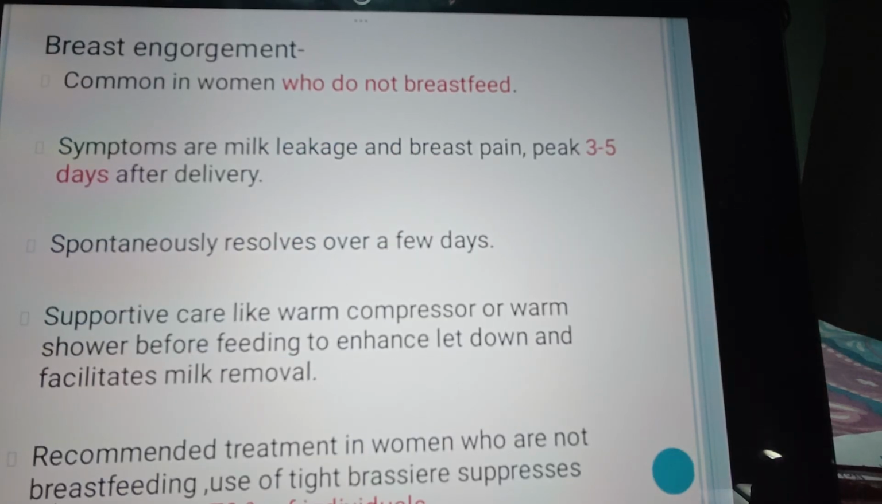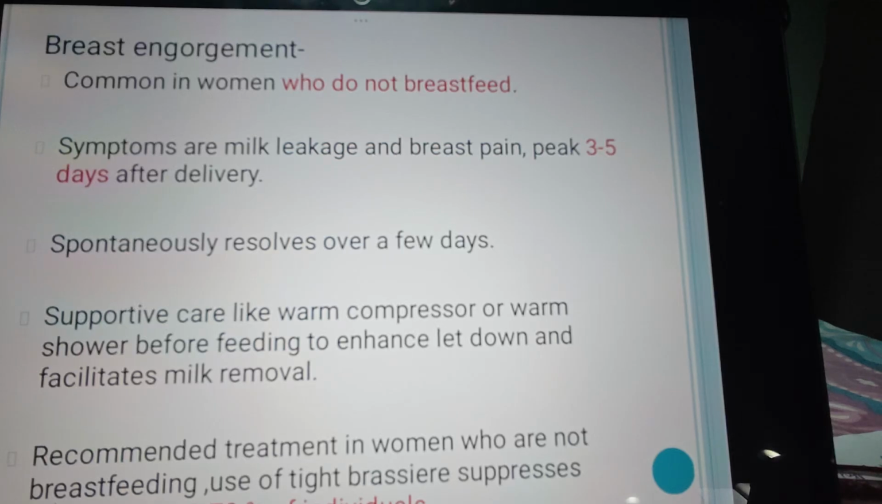Now, breast engorgement is common in women who do not breastfeed. Symptoms are mild milk leakage, breast pain, and it peaks after 3 to 5 days after delivery. So usually it is spontaneously resolved, and if it is increasing, then we have to provide the supportive care like warm compresses or warm showers before feeding to enhance letdown and facilitate milk removal.